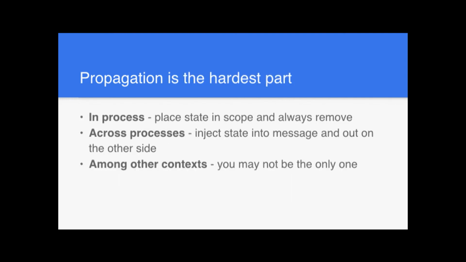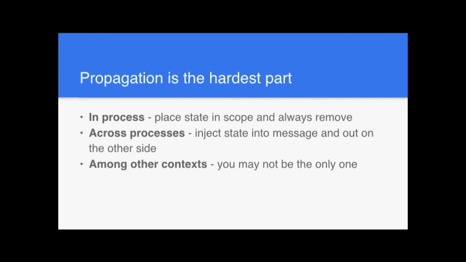This part is the hardest part. It's the part that has the most bugs, the most leaks, everything. It's the most interesting and vexing part of working in tracing systems. And the reasons are, for example, if you're working with thread pools and they grow, then they can implicitly inherit state. So you have to be really, really careful about these things.